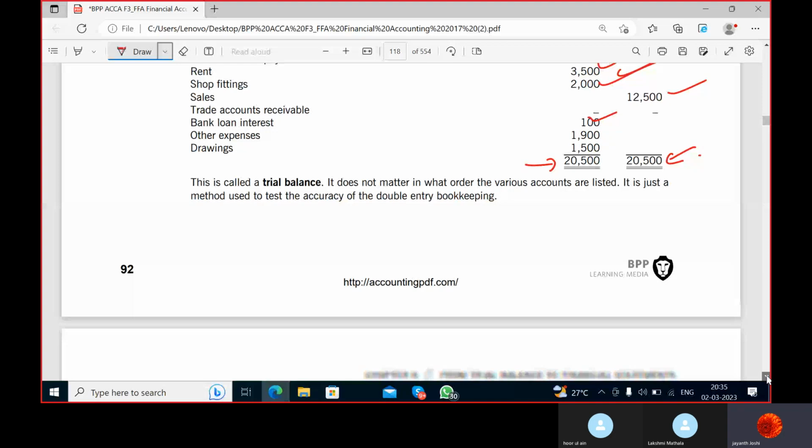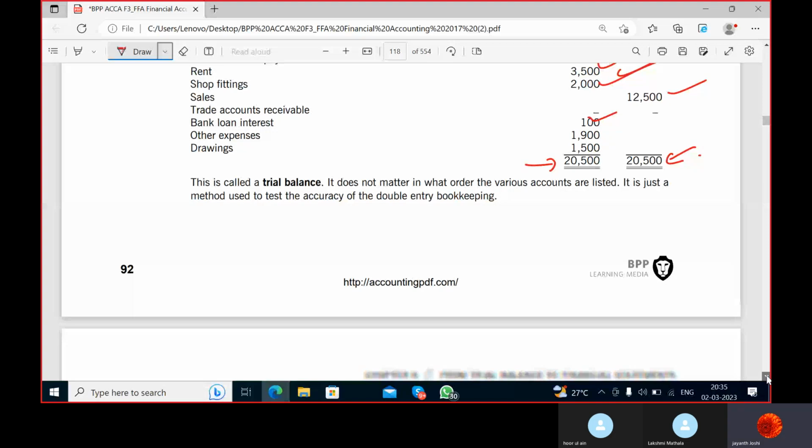So you now have to search for the errors. What kind of error have you made? What kind of error can there be due to which the debit total does not match the credit total? Complete omission of a transaction, because neither a debit nor a credit is made. That means you have not written the transaction at all, neither in the debit nor in the credit side. So definitely if some transaction is missing, your trial balance will not match. Correct?